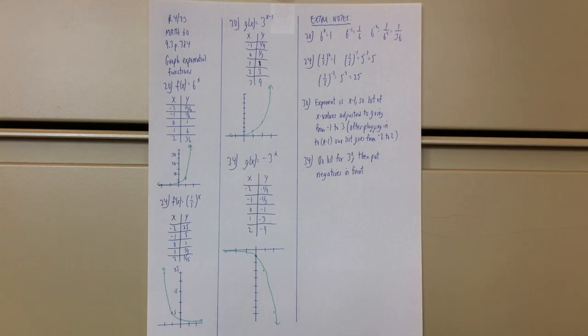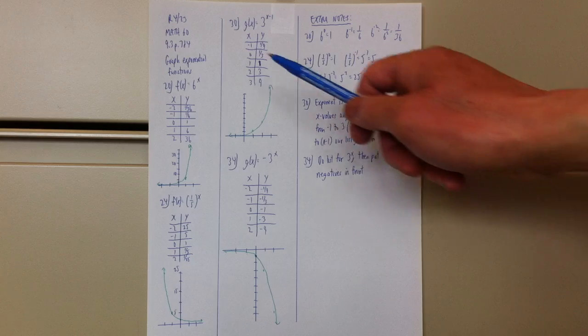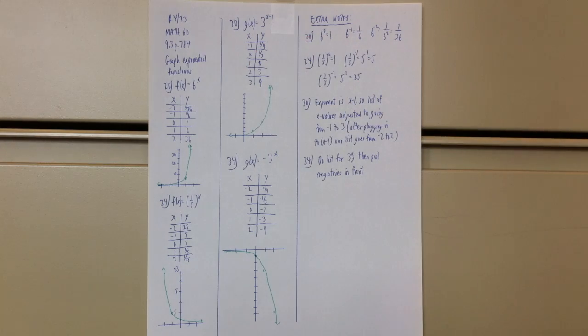All right, so these are 4 of the graphs for this section, 9.3, graphing exponential functions. All of the graphs will look something like this.